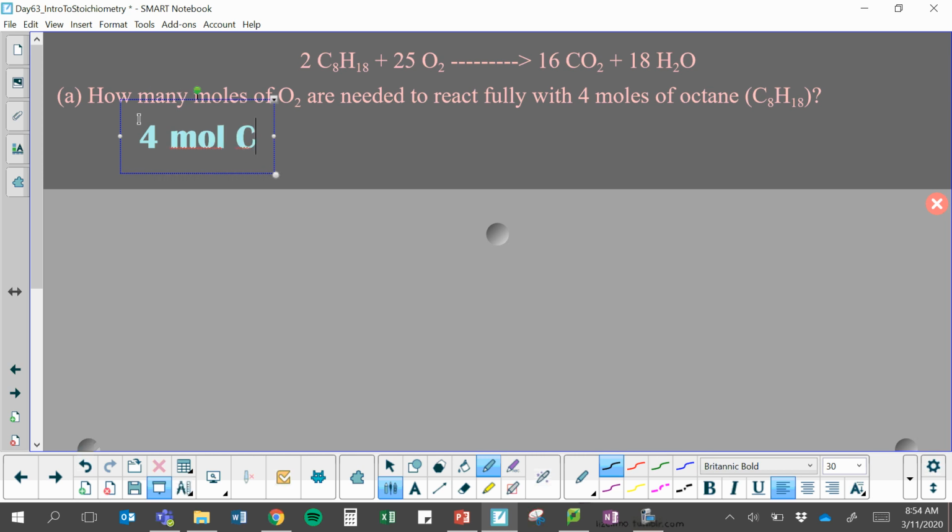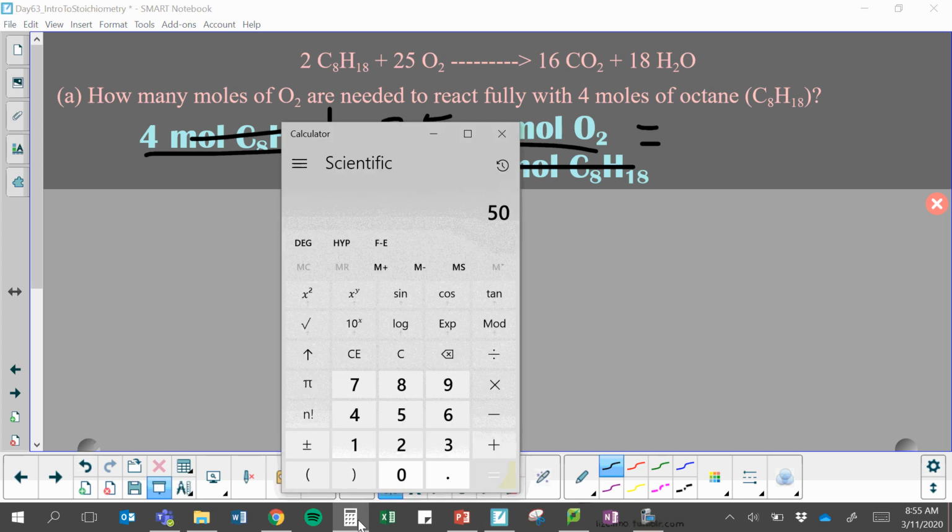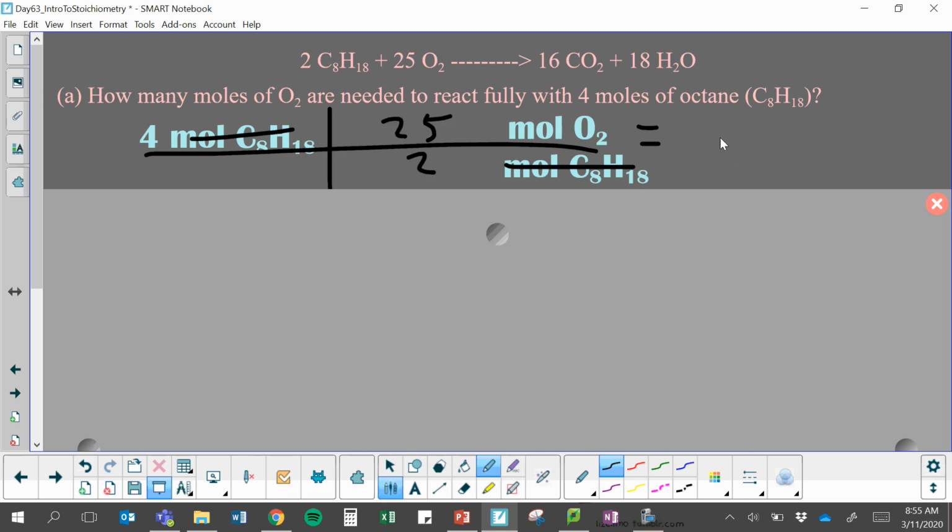Okay, we're going to start with 4 moles of octane. And then we'll draw our chart. We'll put moles of octane, and we're going to moles of oxygen, so that's going to go on the top. We look at our equation, and we see that 25 moles of oxygen are needed, and 2 moles of octane are needed. So now our moles of everything cancel. So we're left with 4 times 25 divided by 2, which is 50. We only have 1 sig fig because we're using 4. So we will still write that as 50 moles of O2.